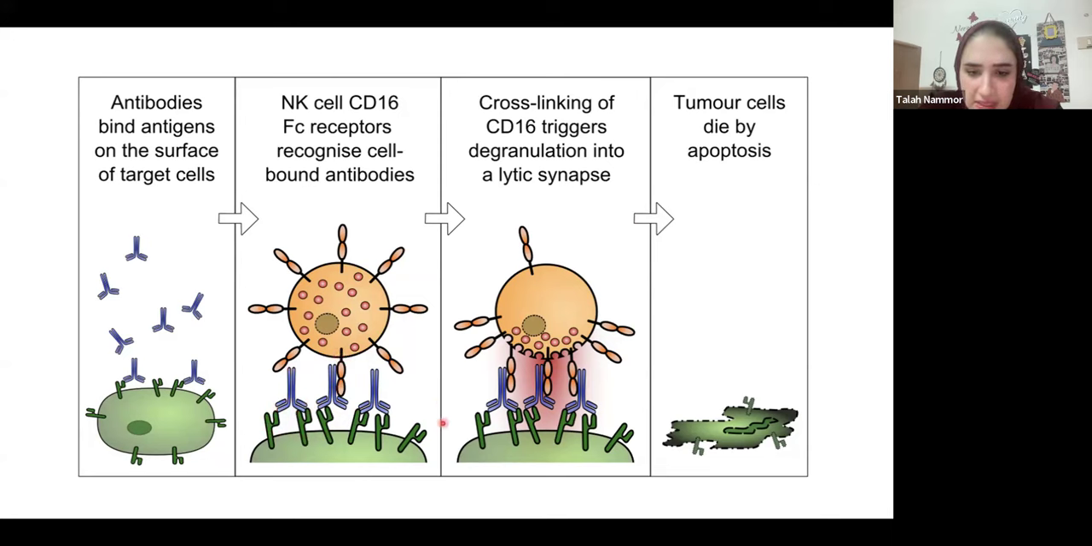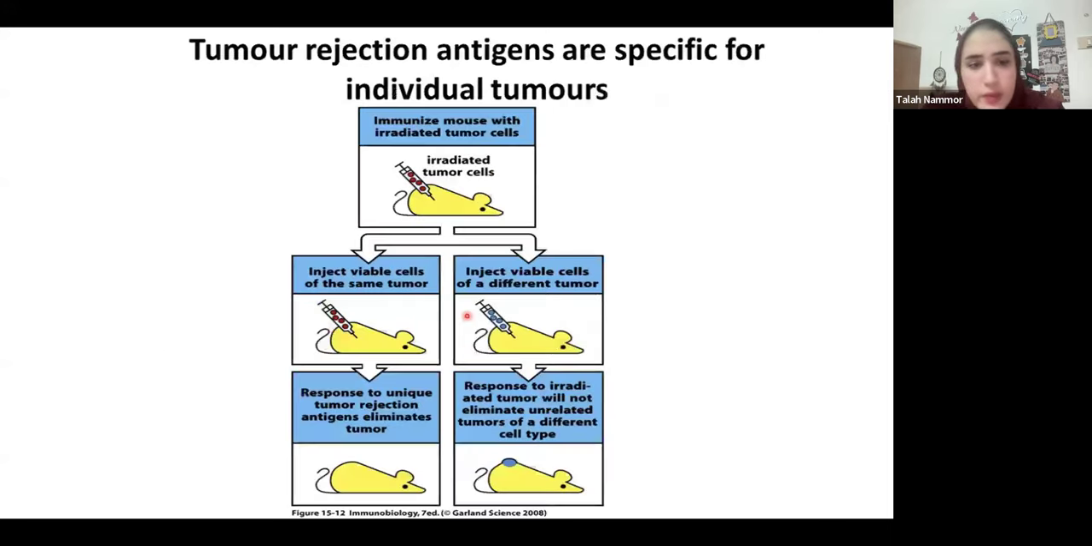Once they interact with the CD16, basically we're going to have something called a lytic synapse. Lytic means lysis, so you can see things being released. These are basically the granzymes and the perforins, and they're going to cause apoptosis of the cell.